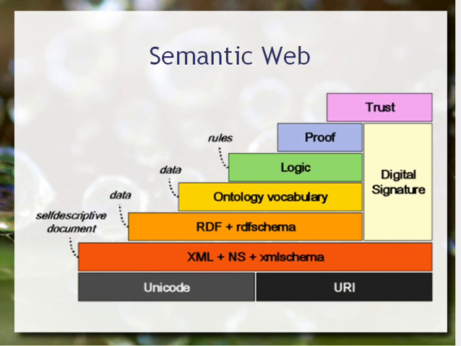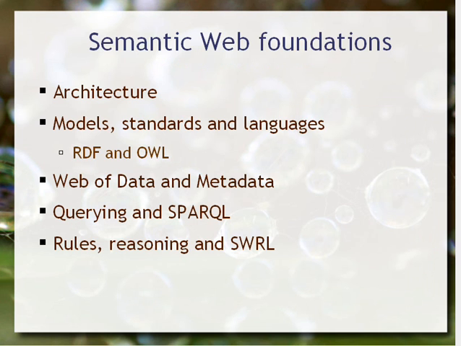Then comes semantic web, which is the second part of the course, in which we are looking for the web, the pile of things. So we have standards, or we have the XML, which we studied in the first part of the course, and then we have languages like RDF. We will talk about ontologies, logic, and so on and so forth. In this second part of the course, we will look at architecture, model standards and languages. So we will talk about RDF and OWL, how to exploit them, how to use them. We will talk about web of data and metadata, how to query, how to do rules and reasoning, and so on and so forth.